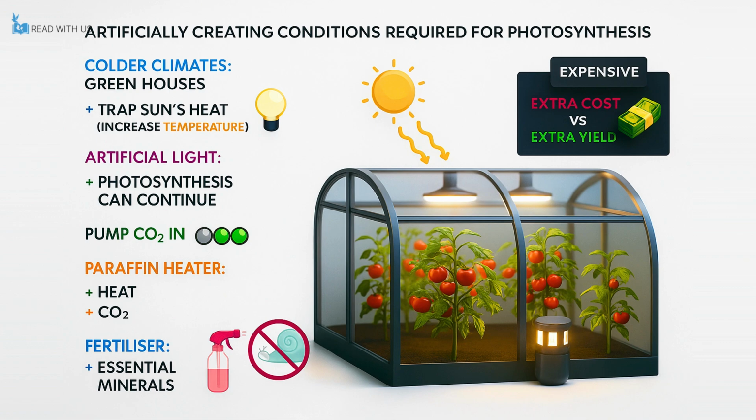Another benefit of greenhouses is that they are enclosed, offering protection from pests and pathogens that might otherwise damage the crops. On top of all this, farmers often apply fertilizers to ensure that their plants get all the essential minerals they need for healthy growth and may use pesticides to control insects and other pests. However, all these measures come with financial costs. Farmers must carefully consider whether the increased expense of managing these conditions artificially is justified by the increase in crop yield that they hope to achieve.